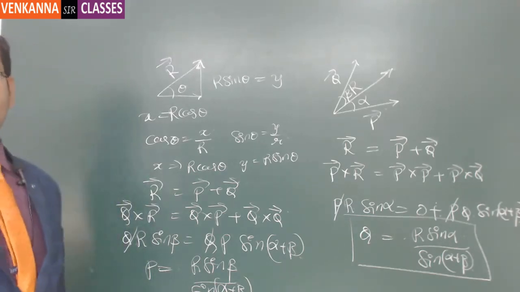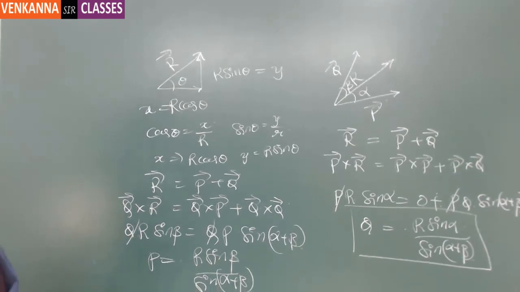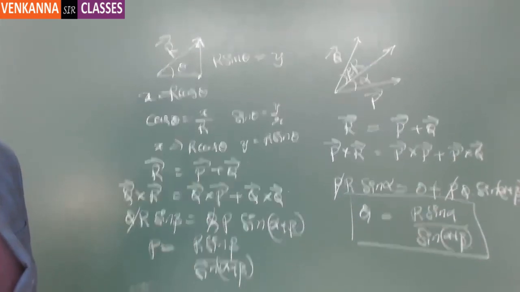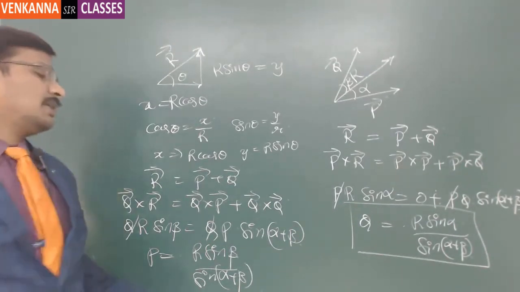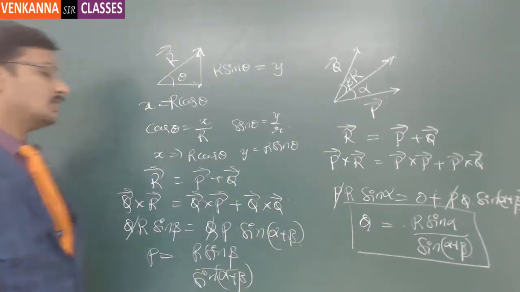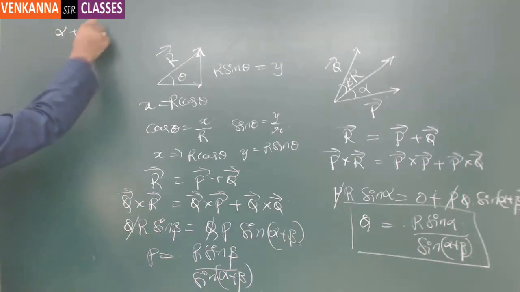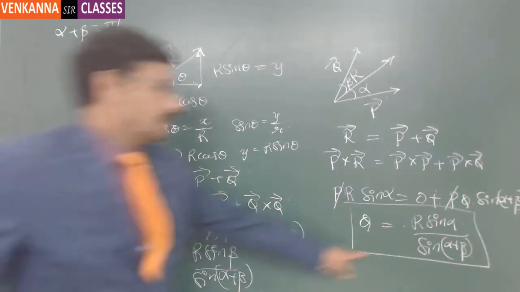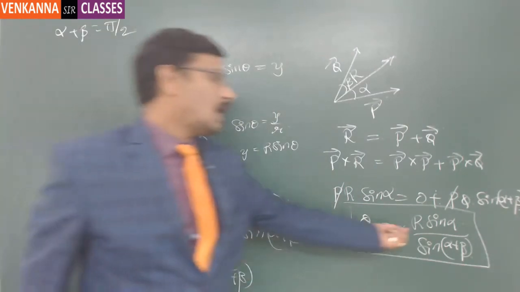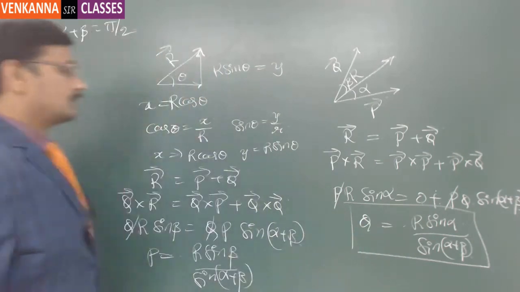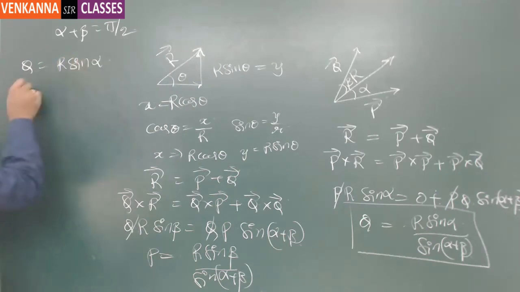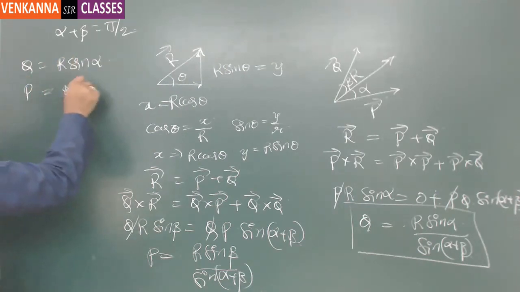Okay, so you can note this down. Now one particular case of this is when alpha plus beta is equal to 90 degrees. When alpha plus beta is equal to 90 degrees, we can derive it from this equation itself. If alpha plus beta equals pi by 2, then the denominator in either case is equal to 1. Then r sin beta and r sin alpha are the two components. So one component q is equal to r sin alpha and p is equal to r sin beta.